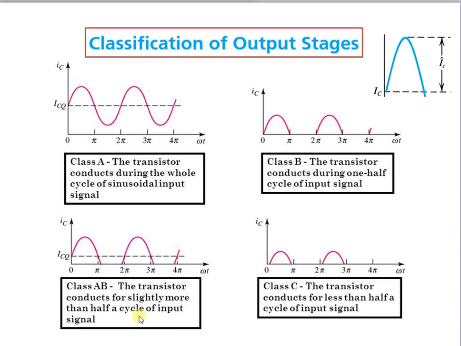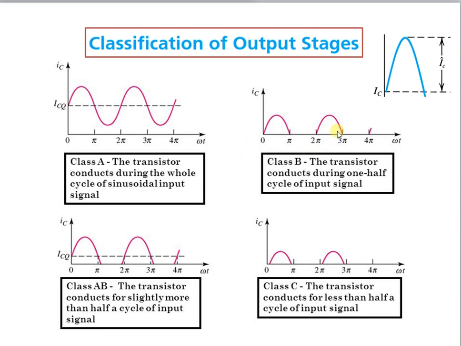In this, the transistor conducts slightly more than half a cycle of the input signal. The class AB amplifier is basically a combination of class A and class B. That is why the name class AB amplifiers. What we have seen in class B is that the Q point is in the cutoff, so the transistor will be at zero bias.